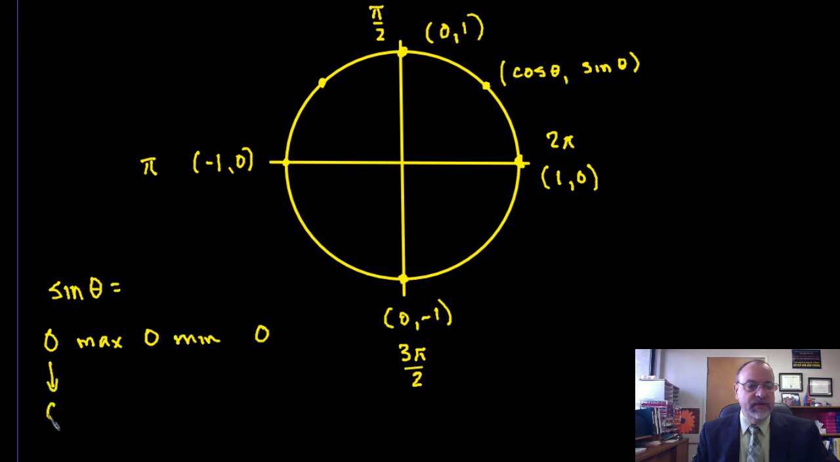And this is at angle 0. It reaches its maximum at pi over 2. It gets back to 0 at pi. It reaches its minimum at 3 pi over 2, and then it gets back to 0 at 2 pi. Okay? So just keep that in mind.